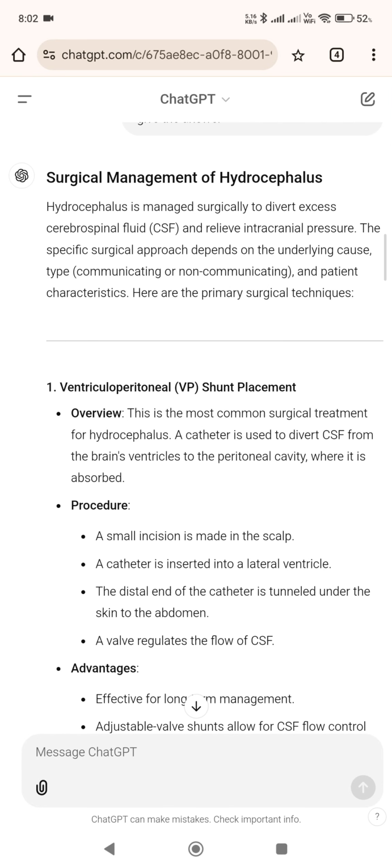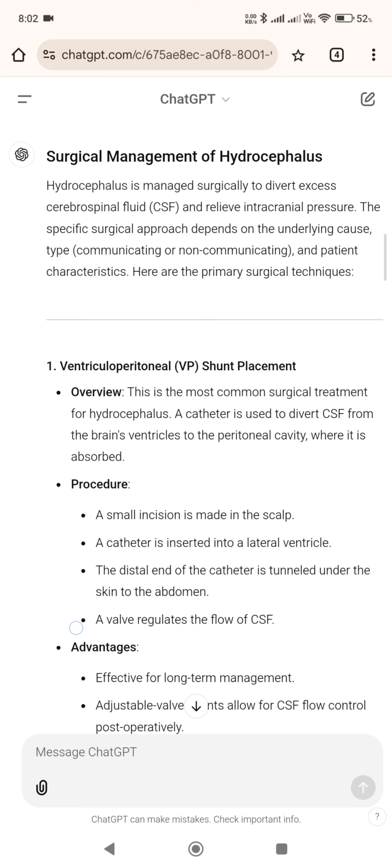Surgical management of hydrocephalus. Hydrocephalus is managed surgically to divert excess cerebrospinal fluid (CSF) and relieve intracranial pressure. The specific surgical approach depends on the underlying cause, type, communicating or non-communicating, and patient characteristics. Here are the primary surgical techniques.